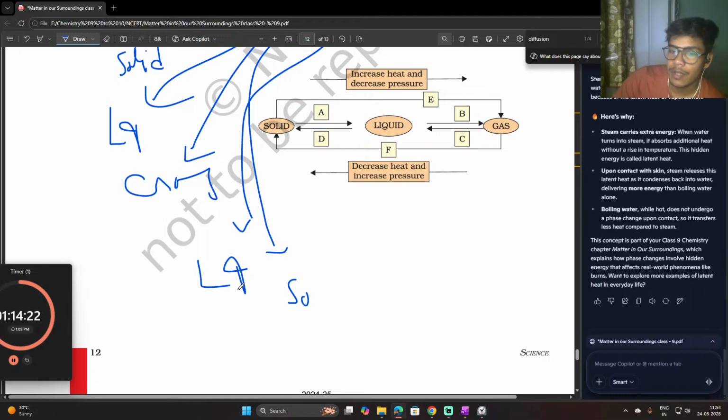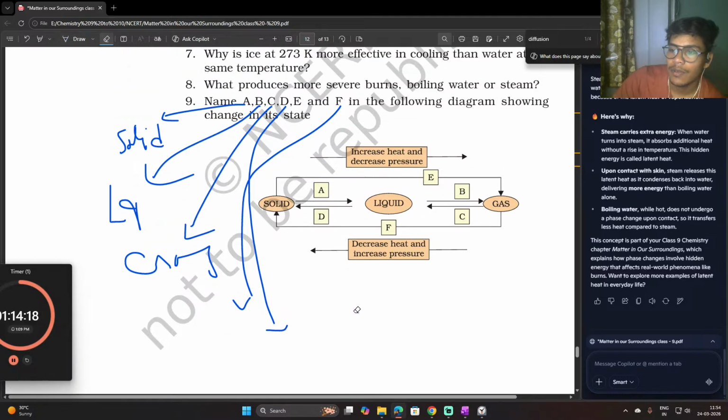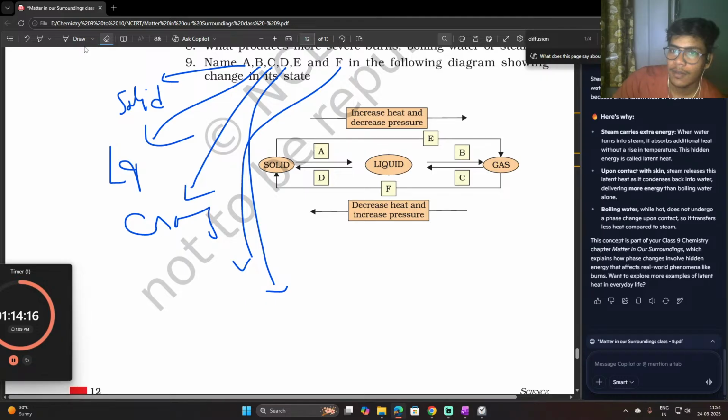Sorry, I made a mistake here. So D is the liquid. D is liquid because it is liquid becoming solid, right? So D is liquid here, and F is different. F, gas to solid. F is a solid. No, F is a gas. It's becoming.